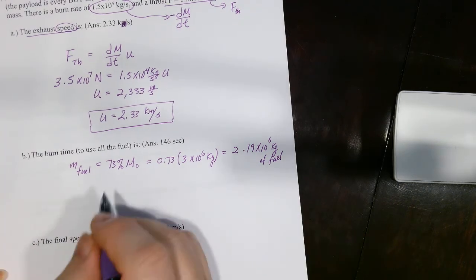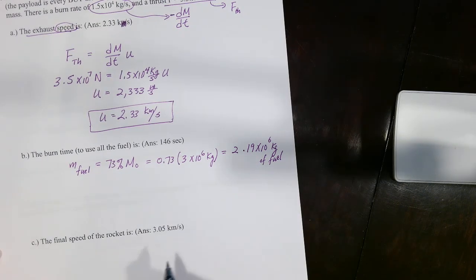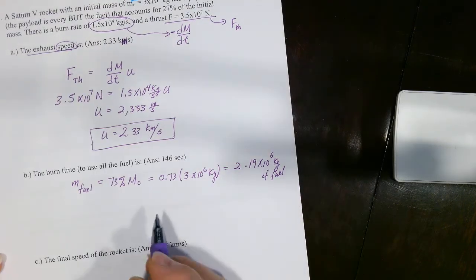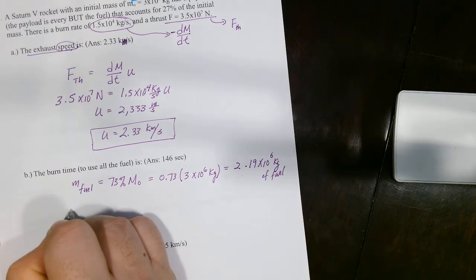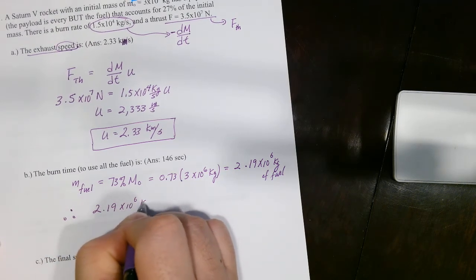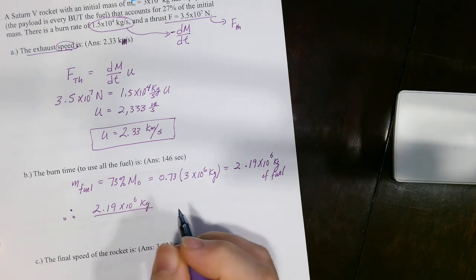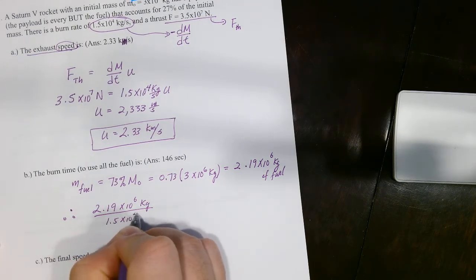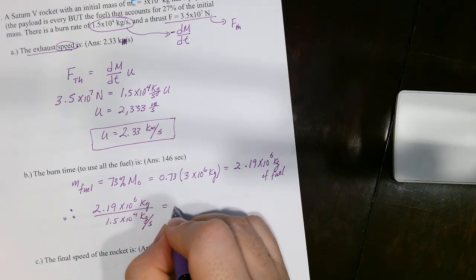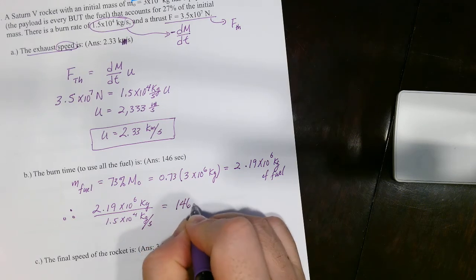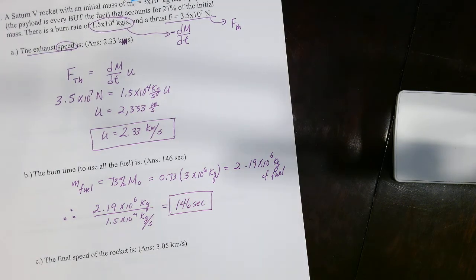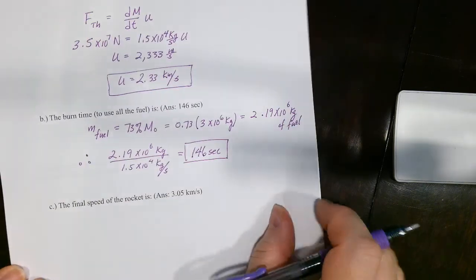Well, if we have this much fuel, how long can we burn it? So if we divide this by the burn rate, we'll get the seconds. Therefore, 2.19 times 10 to the 6 kilograms divided by 1.5 times 10 to the 4th kilograms per second gives us 146 seconds. So they could only burn for 146 seconds. After 146 seconds, no more fuel.